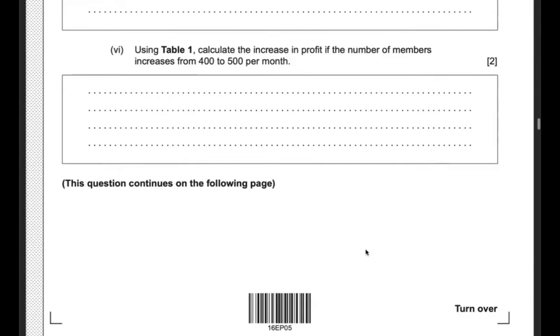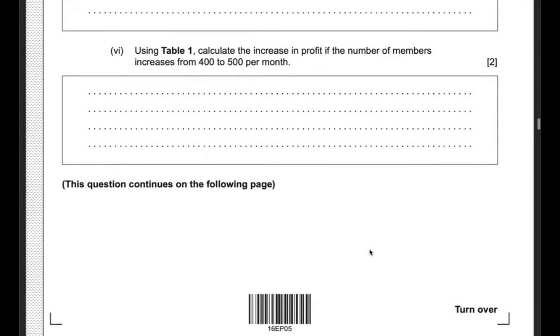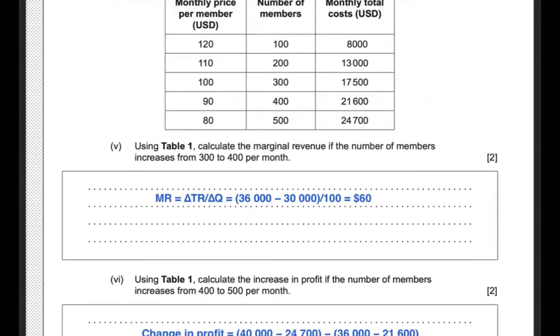Using table 1, calculate the increase in profit if the number of members increases from 400 to 500 per month. So for profit, you calculate this by total revenue minus total cost. So this is the profit you earn when you have 500 customers. This one is when you have 400 customers. So this is the change in profit, 900.